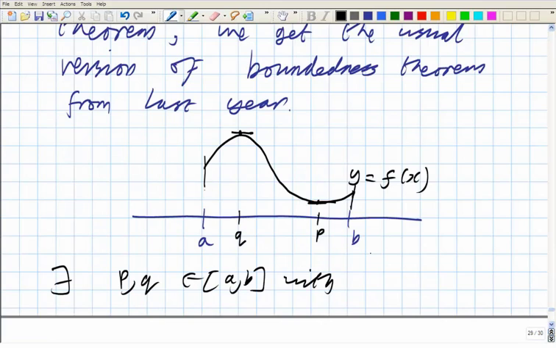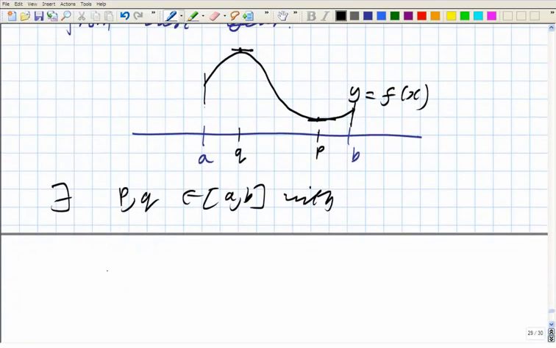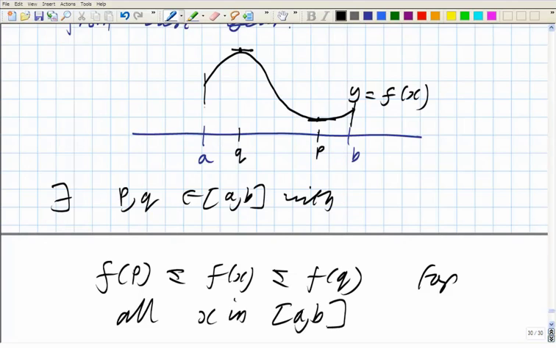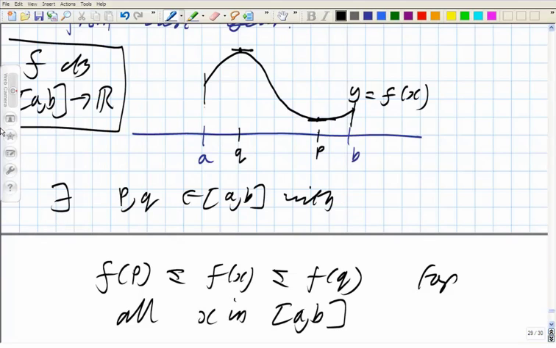Anyway, so you know that there's going to be a pair of points, P and Q, in your closed and bounded interval, where f of P is the minimum value amongst all the values taken, and f of Q is the maximum value amongst all values taken. In other words, f of P is less than or equal to f of x is less than or equal to f of Q for all points x in your closed interval ab. Of course, you are assuming that this is a continuous real-valued function defined on your closed and bounded interval ab.